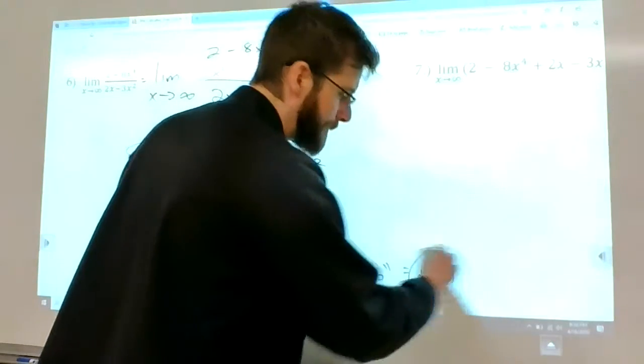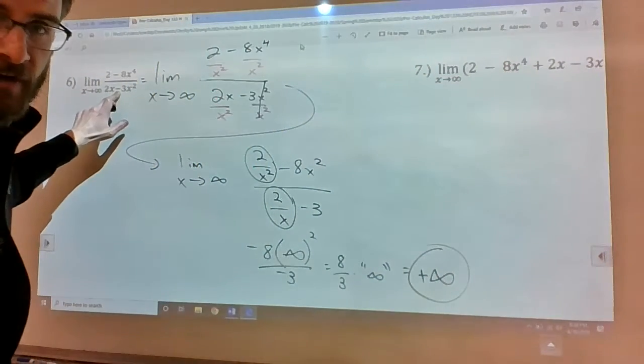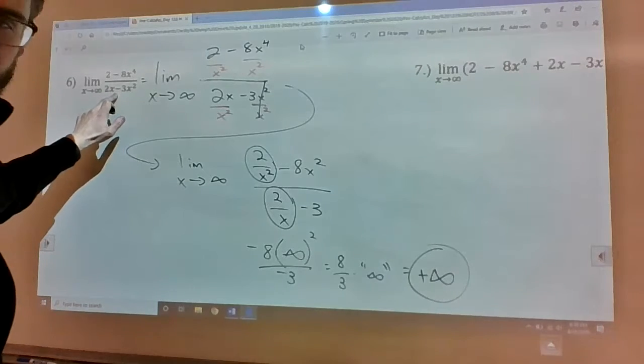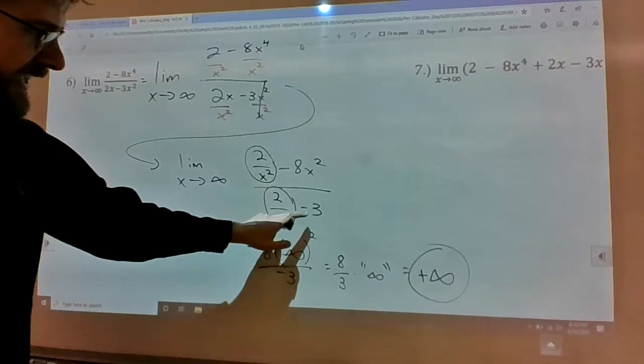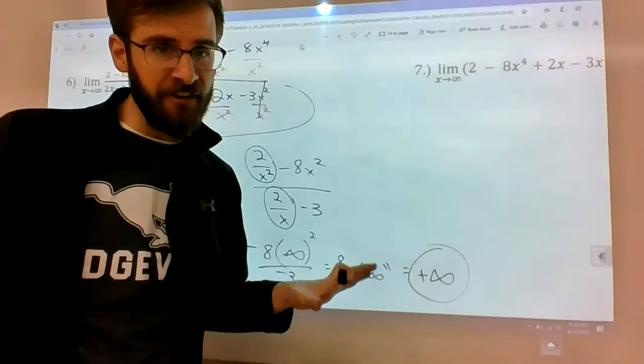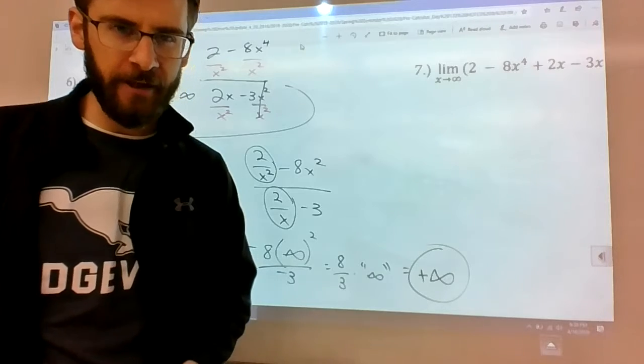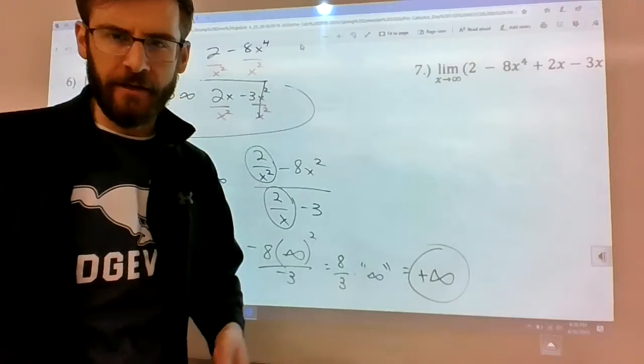And I'm going to specify positive infinity because think about if this were plus 3x squared on the bottom. If that were plus 3x squared on the bottom, then that's a plus 3 on the bottom. This answer would be negative infinity. So you just got to keep an eye out for that kind of thing. Hopefully that makes sense.